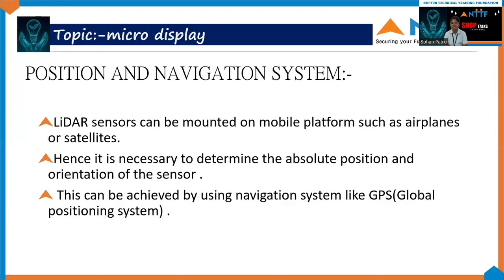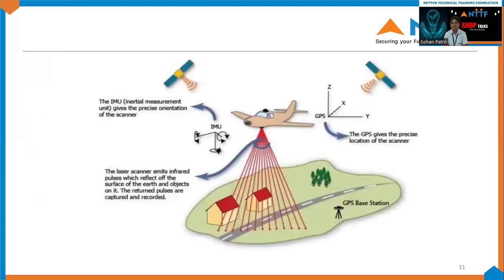After that, the last is the position and navigation system. LiDAR sensors can be mounted on mobile platforms such as airplanes and satellites. Hence, it is necessary to determine the absolute position and orientation of the sensor. This can be achieved by using a navigation system like GPS, the Global Positioning System.